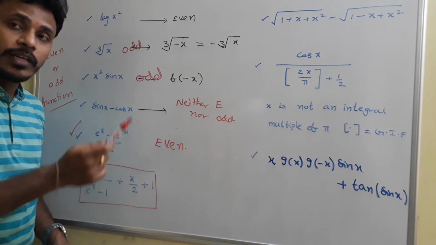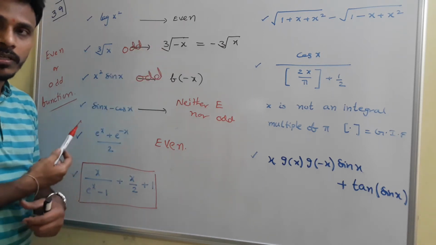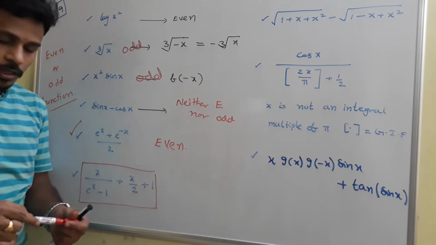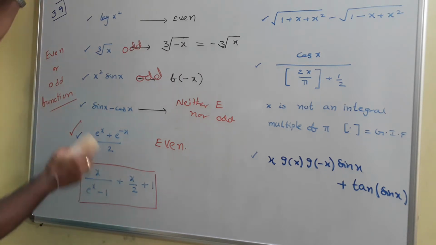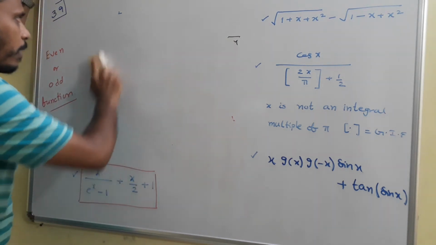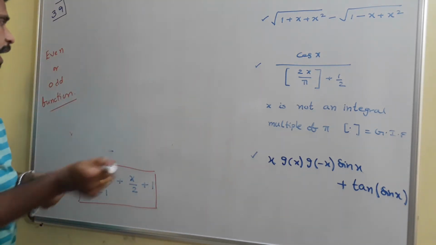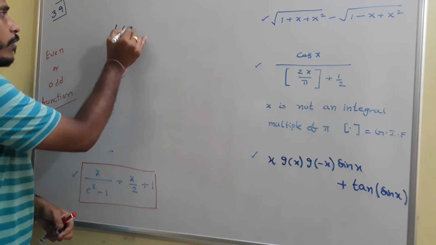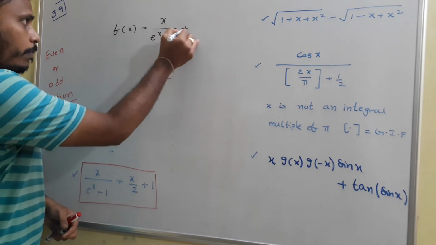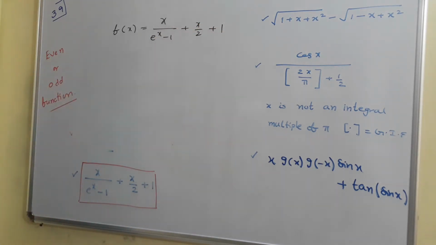Already in the last class we did a few problems related to this, and now this is somewhat a fast way of discussing even and odd, right? The next thing is we need to check whether it is even or odd. Our function is x by e power x minus 1 plus x by 2 plus 1. I will consider that function f of x as x by e power x minus 1 plus x by 2 plus 1. Now we need to check whether it is even or odd.